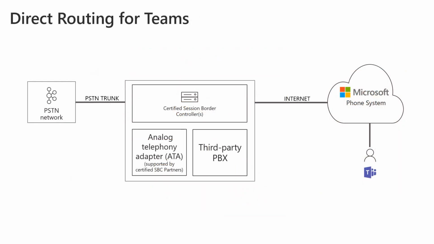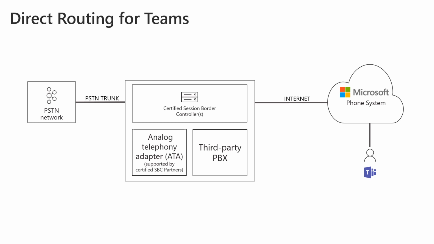Let's take a closer look at direct routing for Teams. In the lower right corner, you can see a user being connected to Office 365 using the phone system there. Over the internet, now the phone system is connected to a certified session border controller. This session border controller in turn could be connected to any third-party PBXs, any existing phone system that you have. It could be connected to an analog telephony adapter, so if you need to connect any analog phones. And then the session border controller is connected to a PSTN trunk.